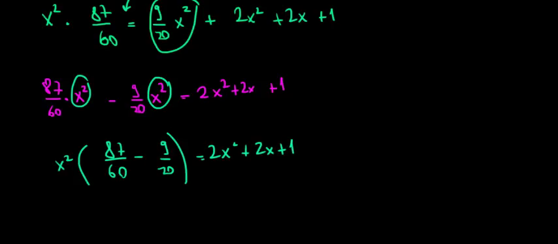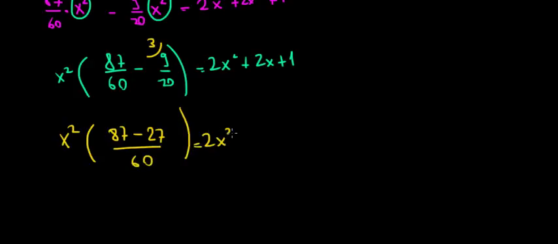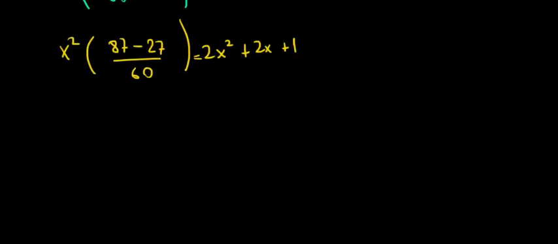What is 87 over 60 minus 9 over 20? It's a subtraction with different denominators, so let's make a common denominator of 60. 20 times 3. Well, that's just x squared times 87 minus, what is 9 times 3? That's 27, divided by 60 equals 2x squared plus 2x plus 1. Alright, what is 87 minus 27? That's 60. x squared times 60 over 60 equals 2x squared plus 2x plus 1. Good, it's looking better, less terms.